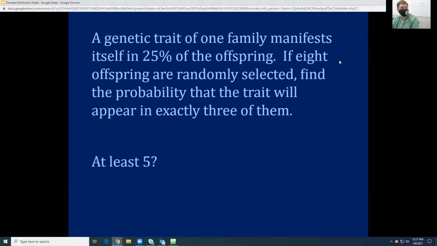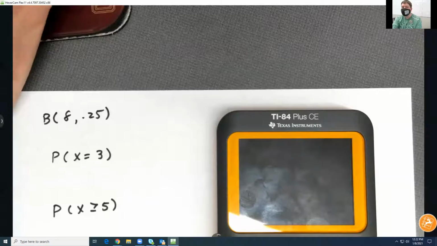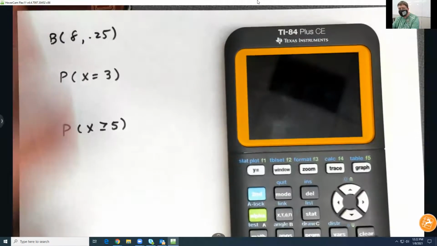8 randomly selected offspring. 3 is going to be our X value because we're going to test this thing. Parentheses, what is our percentage success rate? 0.25, right? Convert your percentage to a decimal. So the first statement we want to solve is the probability of X is equal to 3, because it says exactly. The second one we want to find out is the probability that X is at least 5, which is greater than or equal to 5, which we already know the calculator won't do, but we'll figure it out. All right, camera mode.